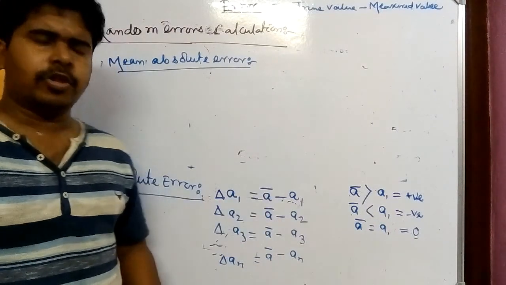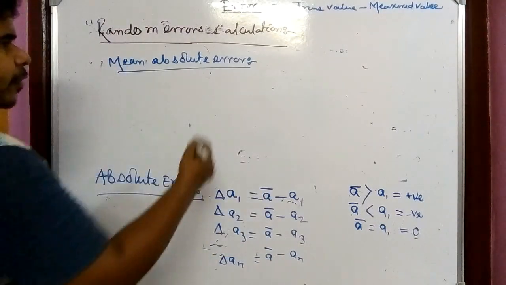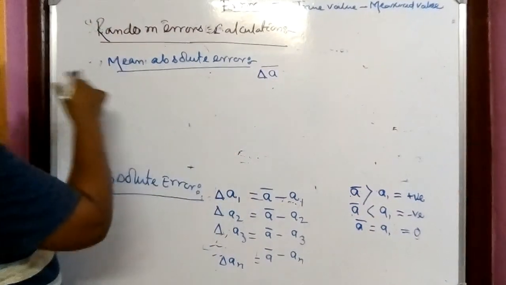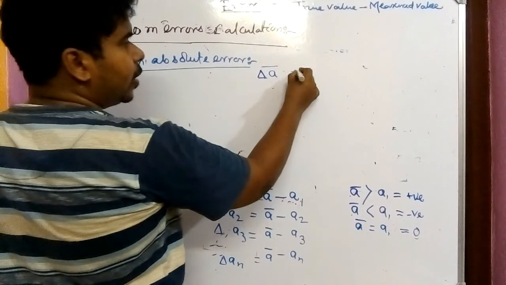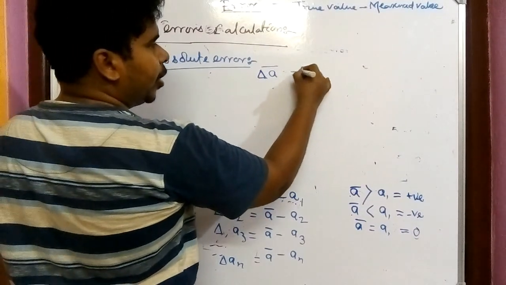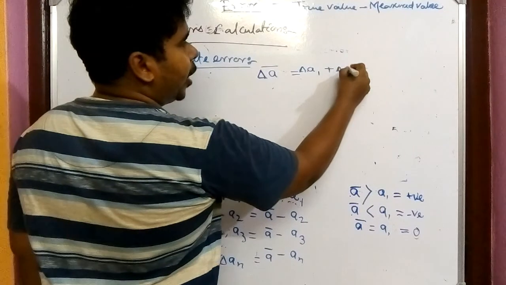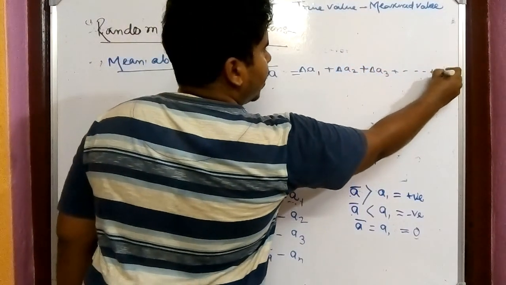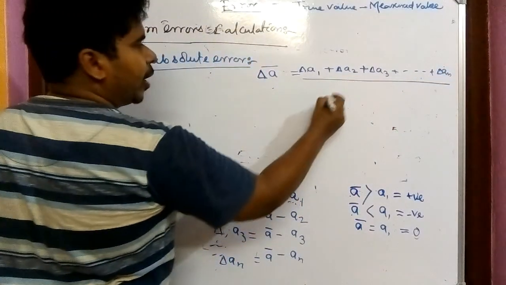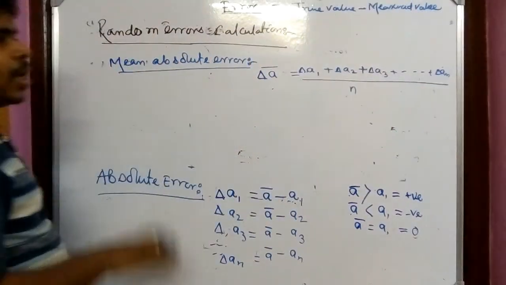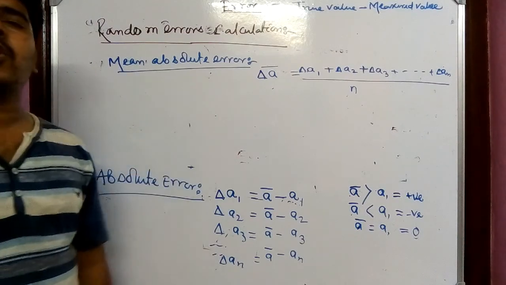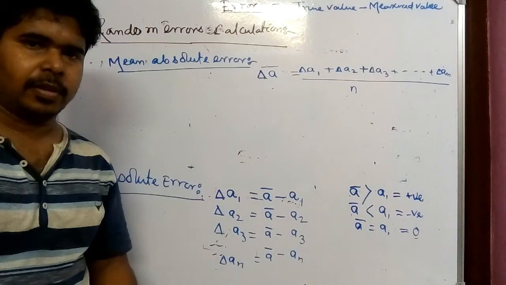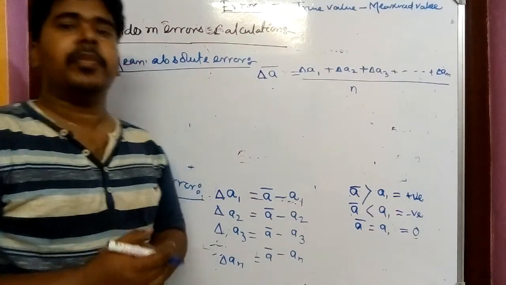By taking an average. Here also you have to take an average, that is delta A bar, known as the mean absolute error, and that equals delta A1 plus delta A2 plus delta A3 plus dot dot dot plus delta AN, divided by n. That will give you the mean absolute error, that is the total error in a measurement.